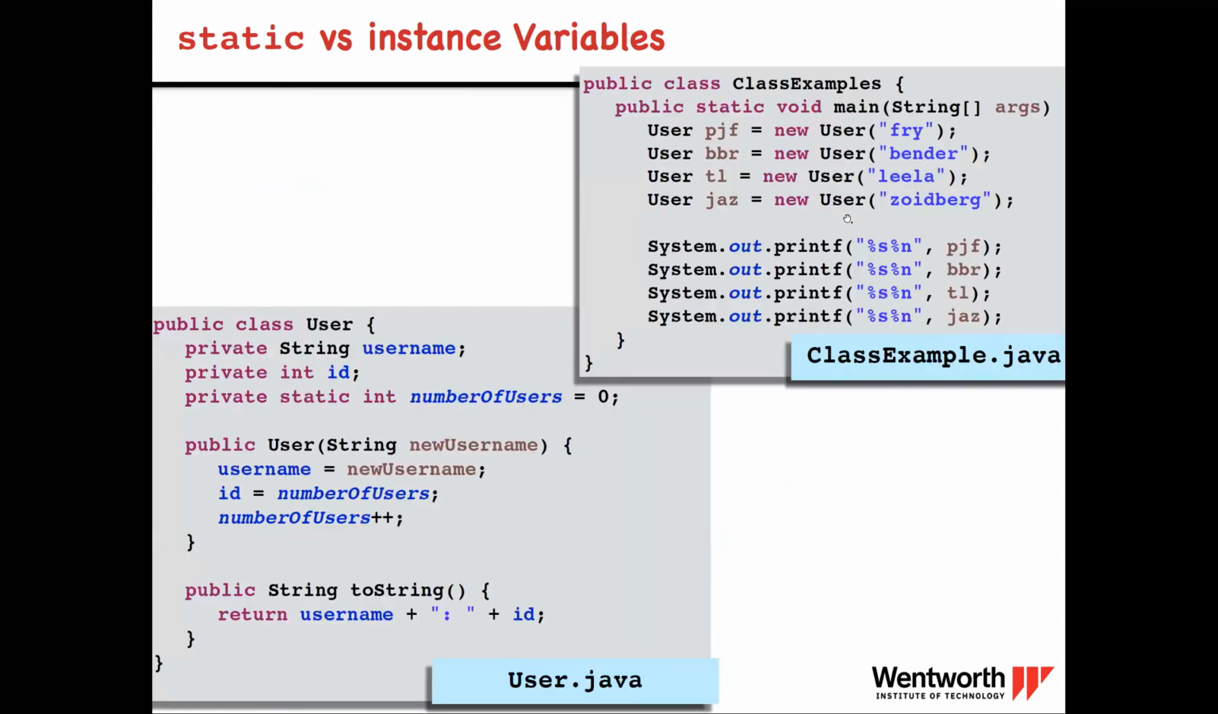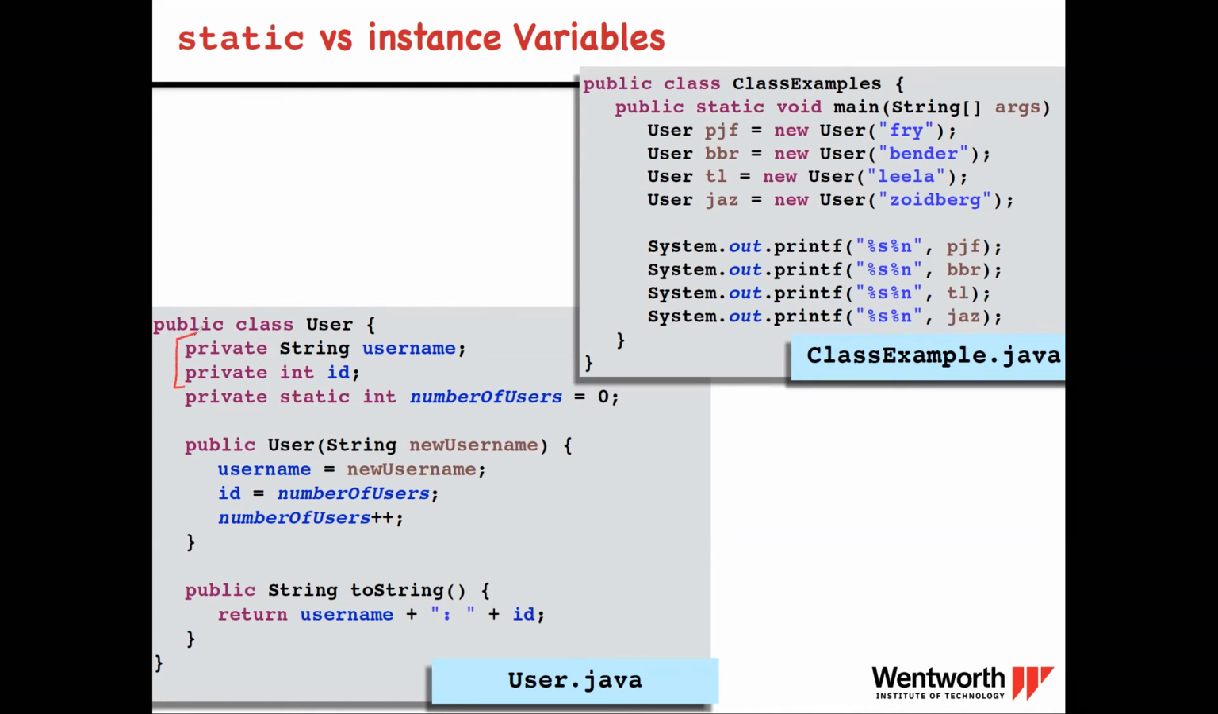I'm going to do a little bit of drawing on this, but I have two classes here. I have a user class and I have just a class that contains main. The user class is relatively simple. So it has some data.